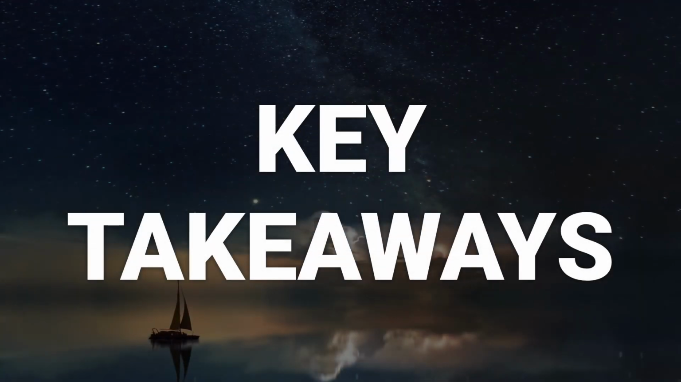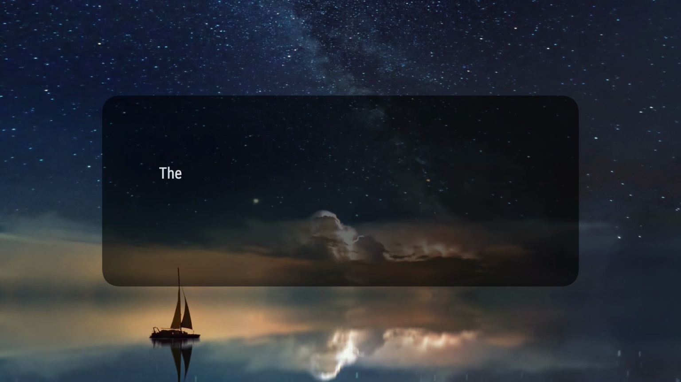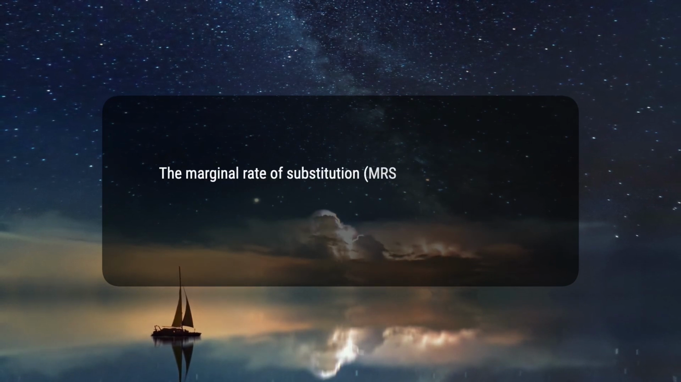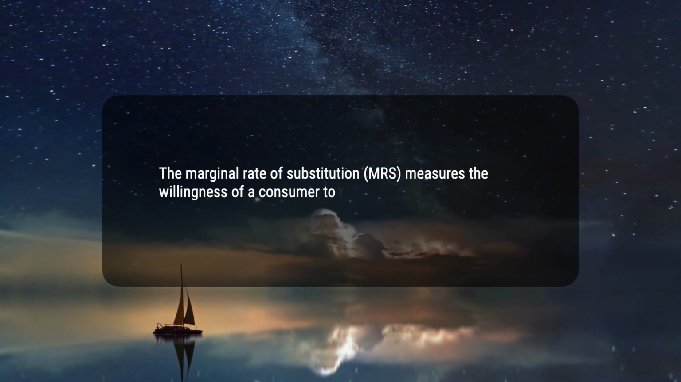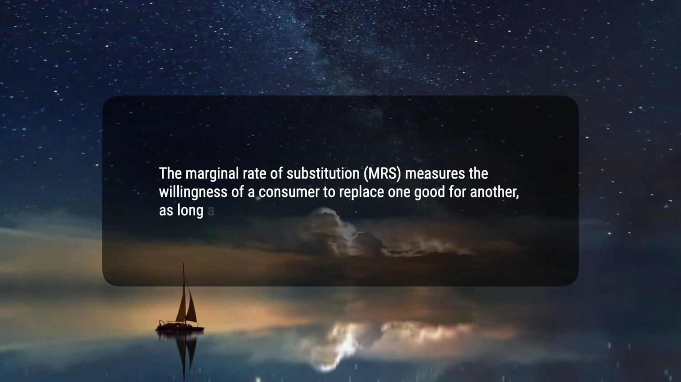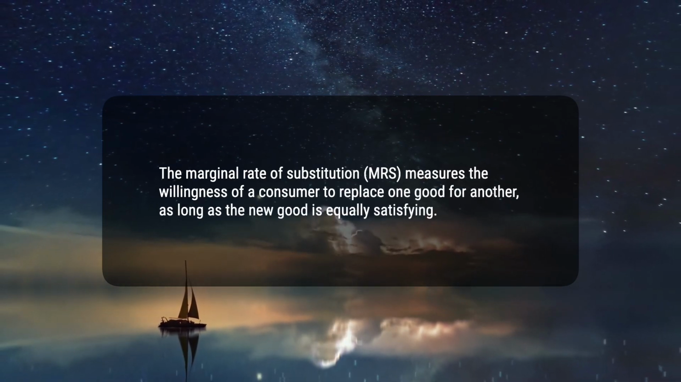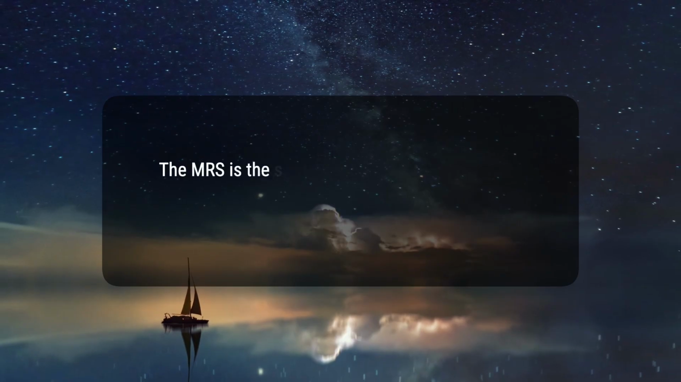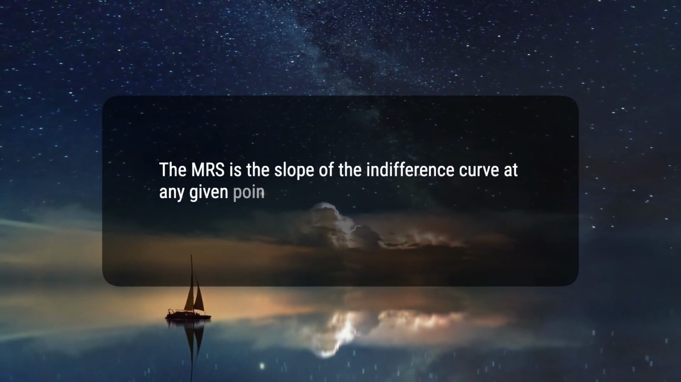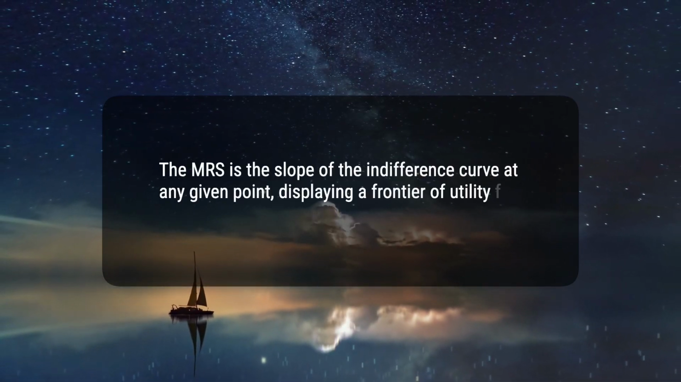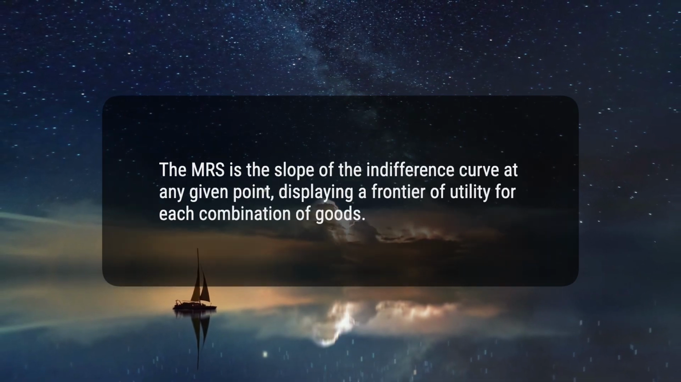Here are 5 key takeaways. 1. The marginal rate of substitution, MRS, measures the willingness of a consumer to replace one good for another, as long as the new good is equally satisfying. 2. The MRS is the slope of the indifference curve at any given point, displaying a frontier of utility for each combination of goods.